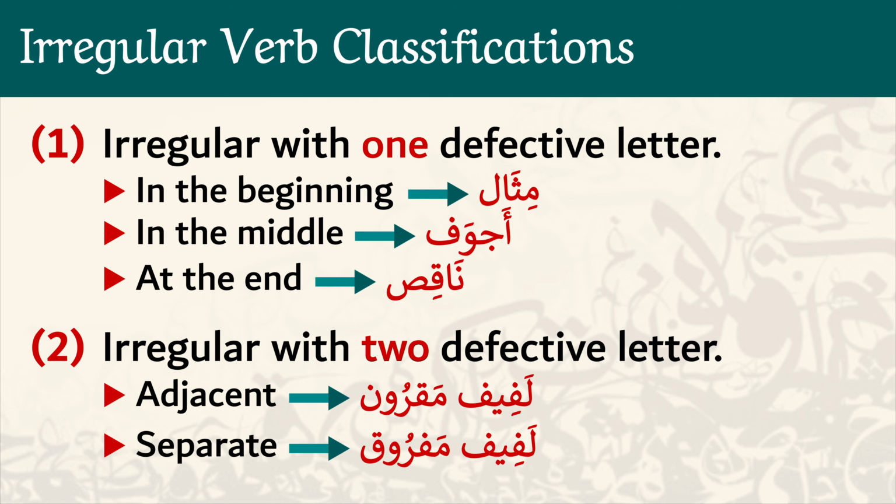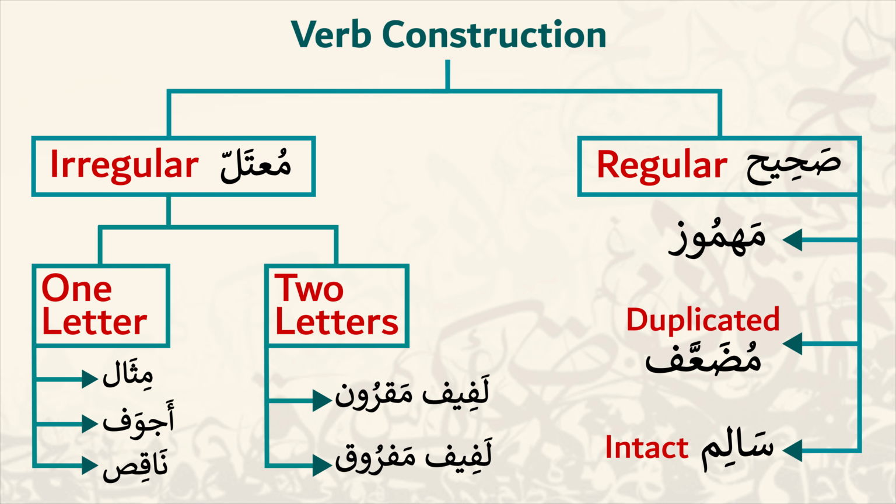So that is the final picture of verb construction in Arabic. The first level of classification is regular or irregular verbs. We simply differentiate between them by looking at defective letters. And we learned how to check the verb radicals for defective letters. Then there are subclasses for each type, as we explained.